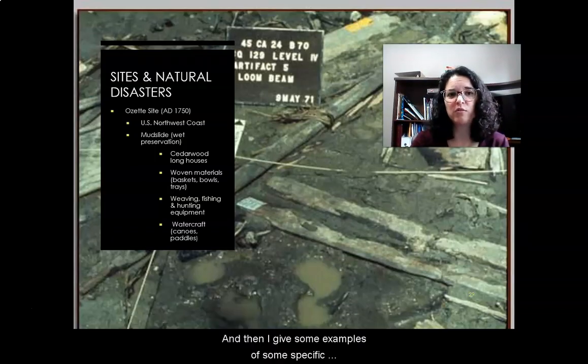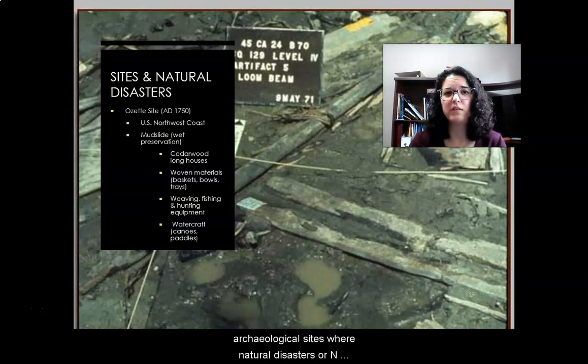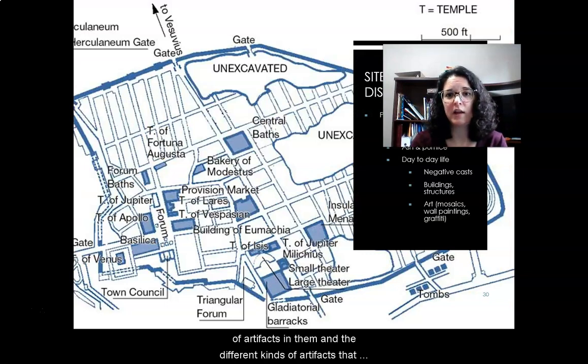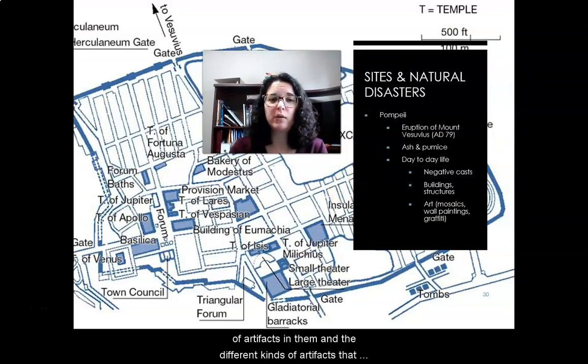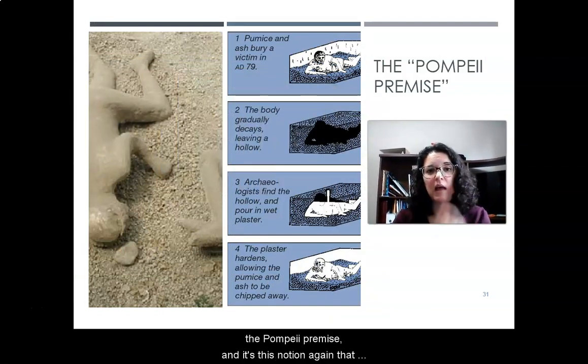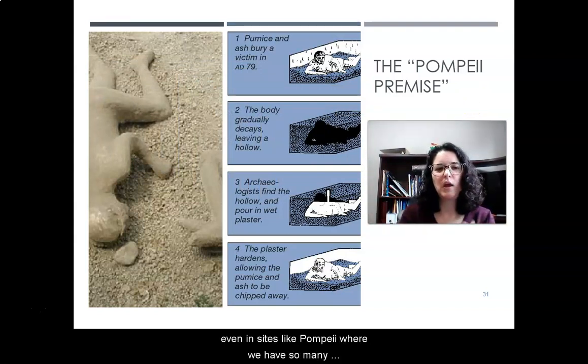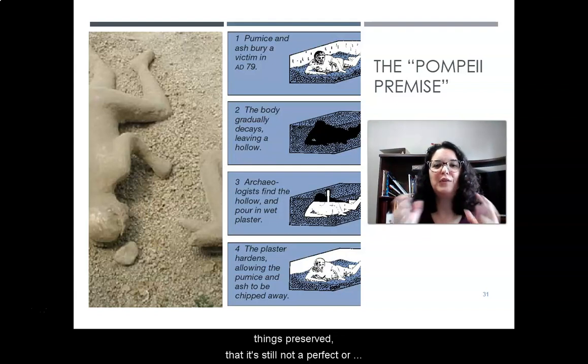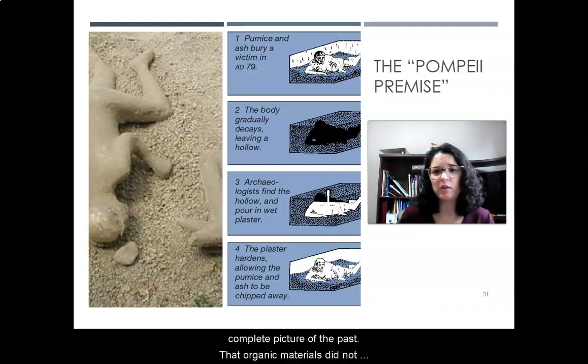And then I give some examples of some specific archaeological sites where natural disasters or N-transforms have played a significant role in preservation of artifacts in them and the different kinds of artifacts that have been found. I have a little bit of discussion about Pompeii because I wanted to emphasize the Pompeii premise. And it's this notion again that even in sites like Pompeii, where we have so many things preserved, it's still not a perfect or complete picture of the past, right? That organic materials did not preserve well. Instead, what we find are these voids.